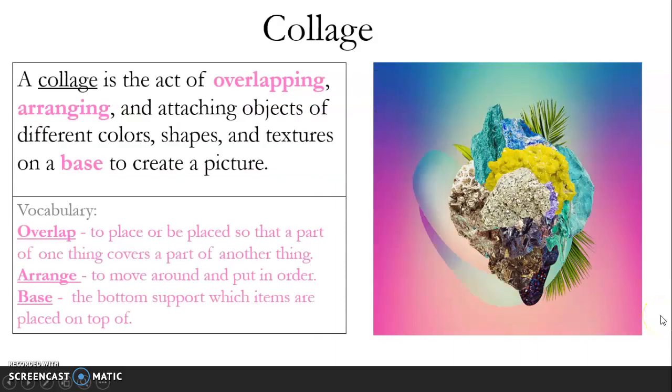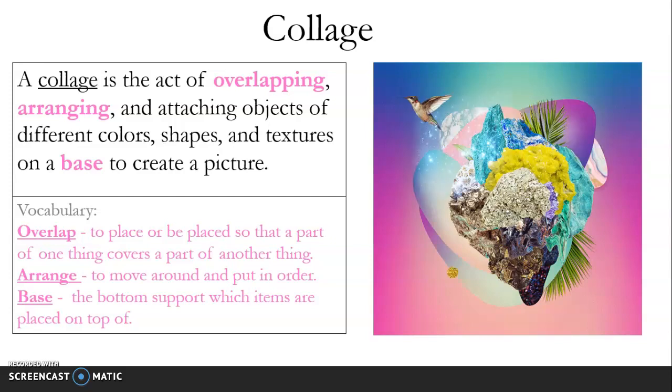All right, before we take a look at the collage artist examples, let's review what a collage is. A collage is the act of overlapping, arranging, and attaching objects of different colors, shapes, and textures on a base to create a picture. Some important vocabulary you will need to know for this assignment is overlap, arrange, and base.